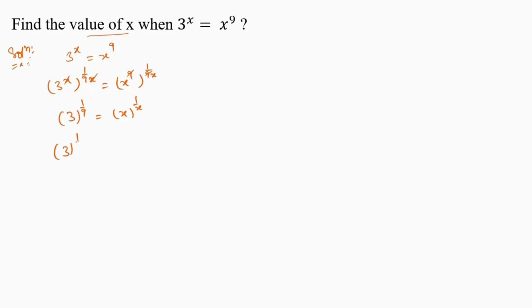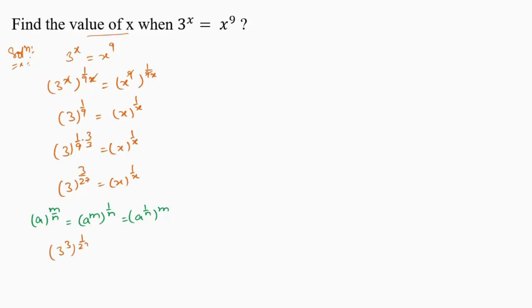Now multiply the power of 3, that is 1 by 9, with 3 by 3. So we get 3 raised to power 3 by 27 equals x raised to power 1 by x. Now we know from the law of surds and indices that a raised to power m by n can be written as a raised to power m times 1 by n, which equals a raised to power 1 by n times m. So our equation will become 3 raised to power 3 times 1 by 27 equals x raised to power 1 by x.